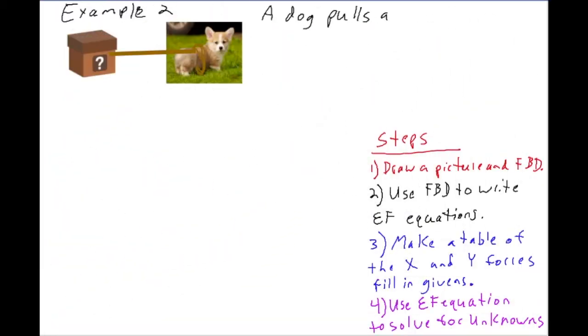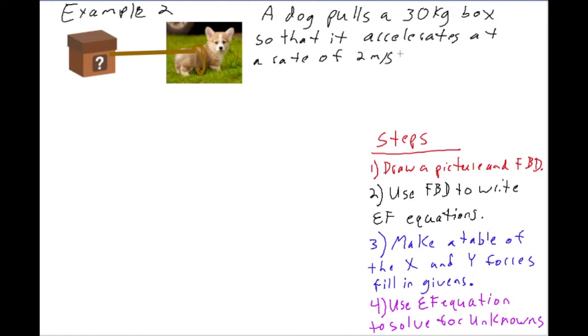Let's take a look at our second example here, where we have a dog pulling a 30-kilogram box so that it accelerates at a rate of 2 meters per second squared, and the force of friction between the box and the ground is 30 newtons.